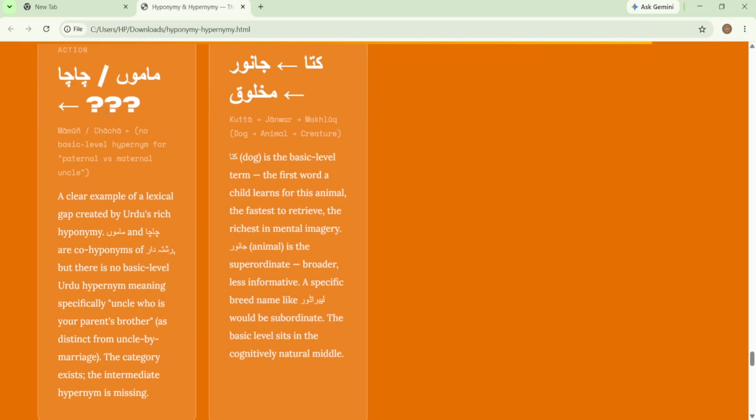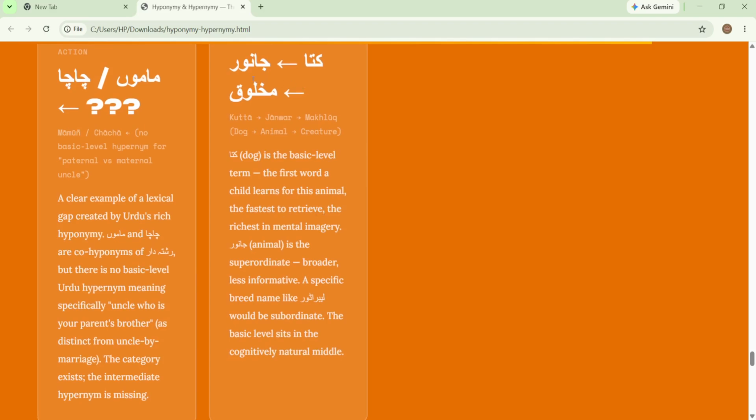So mamu, chacha, what does this entail? Well, a clear example of a lexical gap created by Urdu's rich hyponyms. Mamu and chacha are co-hyponyms of rishtedar, but there is no basic level Urdu hypernym meaning specifically uncle, who is your parent's brother. The category exists, the immediate hypernym is missing.